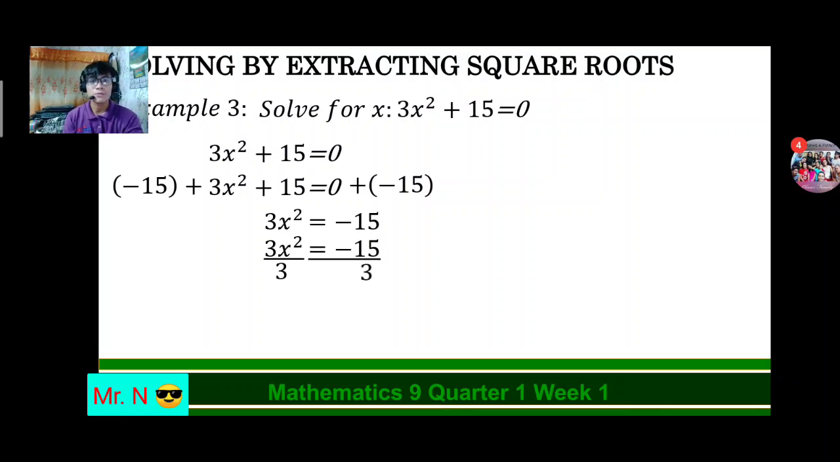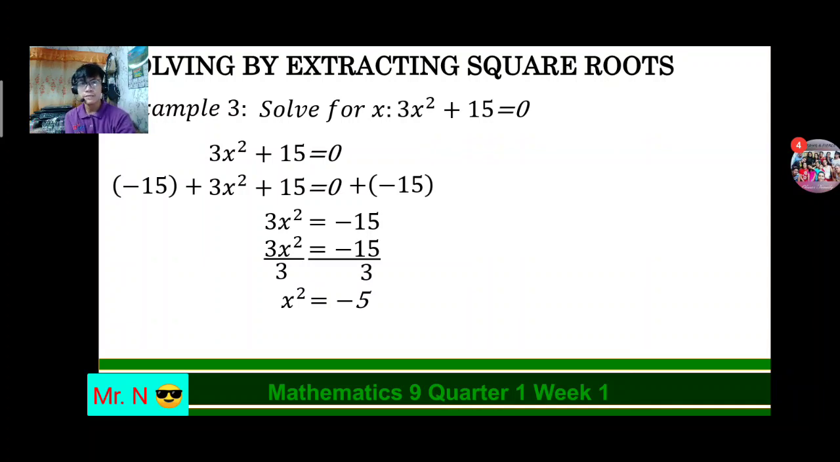Okay? So, we divide both sides by 3. Kapag nag-multiply naman kayo both sides by 1/3, same. Ganyan pa din yung magiging itsura when you simplify. And now, let's divide. 3x squared divided by 3. Maka-cancel na natin yung 3. So, ang matitira lang is si x squared. And negative 15 divided by 3, the answer is negative 5. When you are multiplying or dividing unlike signed integers, the answer is always negative. So now we have x squared is equals to negative 5.